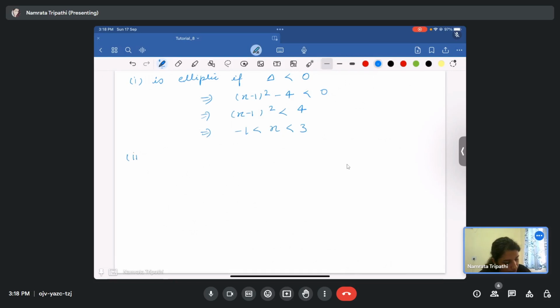And first is hyperbolic. What is the condition for hyperbolic? If this is greater than 0, that means (x minus 1) whole square greater than 4. From here you can solve the inequality. Now we have to represent these three conditions graphically.